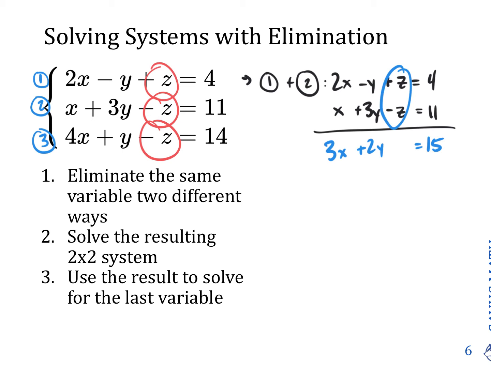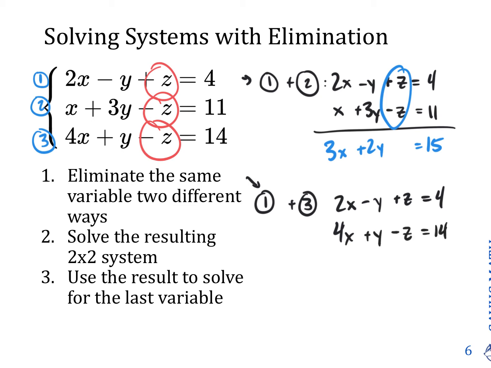Now I'm going to eliminate the z another way, and the way that I'm going to do that this time is I'm going to do equation 1 plus equation 3. So same equation 1, 2x minus y plus z equals 4, and then equation 3 is 4x plus y minus z equals 14. Now, what do I get when I do this? Well, I get 6x, and then these eliminate and these eliminate, so that's kind of lucky, and then I get equals 18.